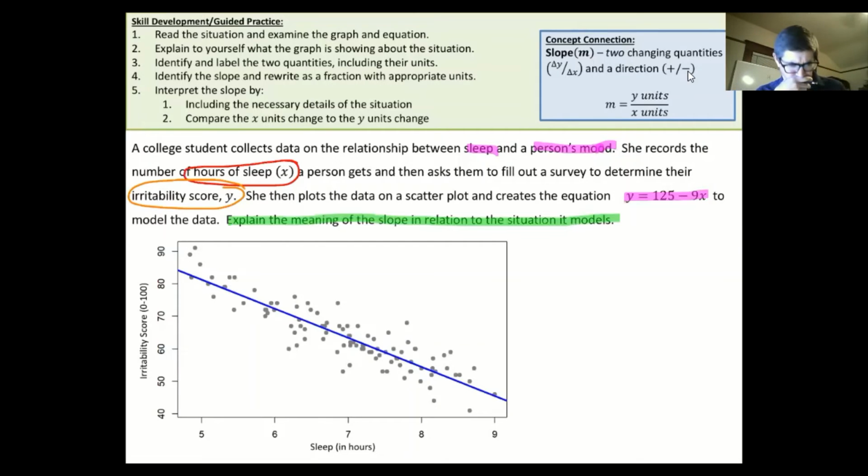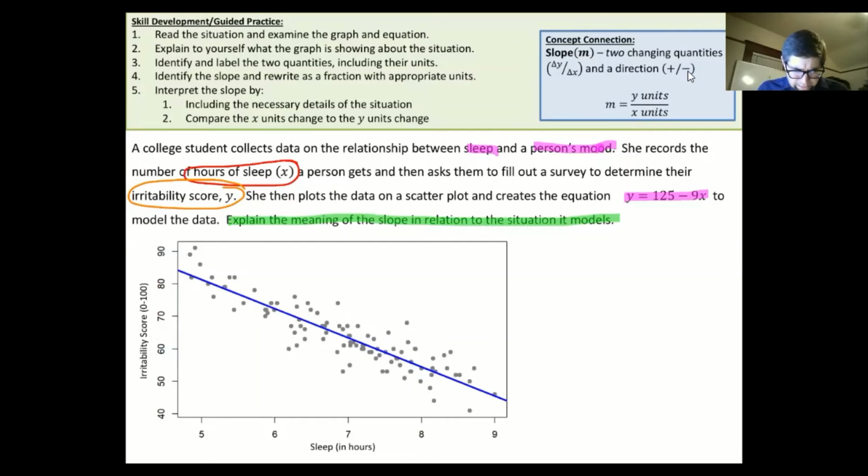Okay, so I now understand that this person is collecting data on the hours of sleep somebody gets and also their irritability score, which I guess you can get a number by taking some sort of quiz or survey to find out how irritable you happen to be at that particular time. And then we're given an equation, y equals 125 minus 9x, and then we have to explain the meaning of the slope in relation to this situation. Well, let's look at the graph and see if we get some idea of what's happening here.